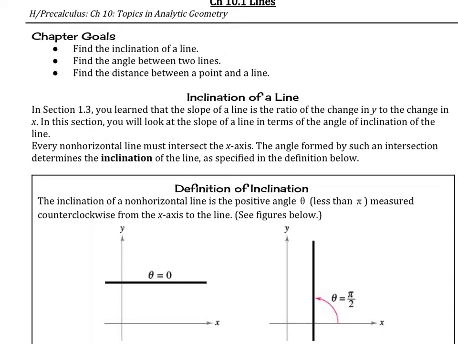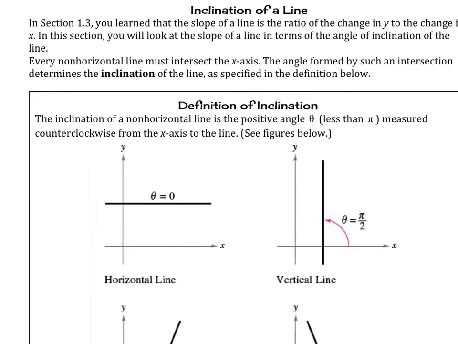In section 1.3, you learned that the slope of a line is the ratio of the change in y to the change in x. In this section, we're going to look at the slope of a line in terms of the angle of inclination of the line. Every non-horizontal line must intersect the x-axis. The angle formed by such an intersection determines the inclination of the line, and we're going to look at the definition below.